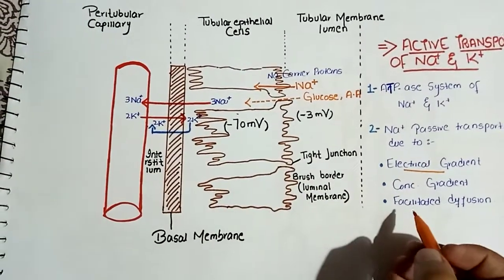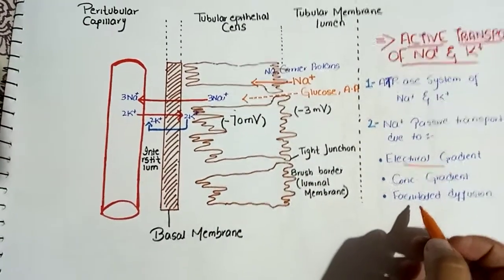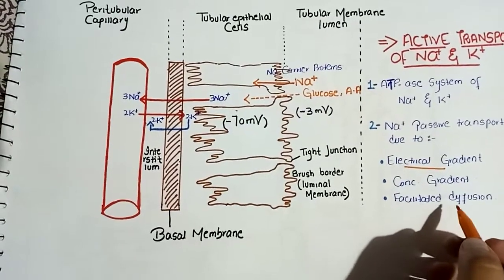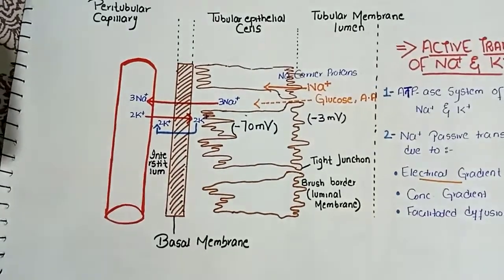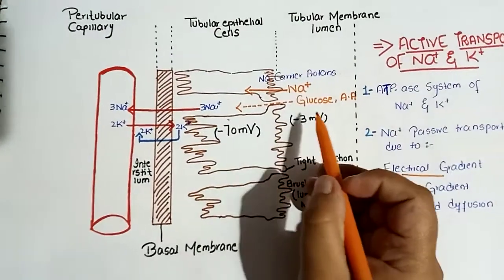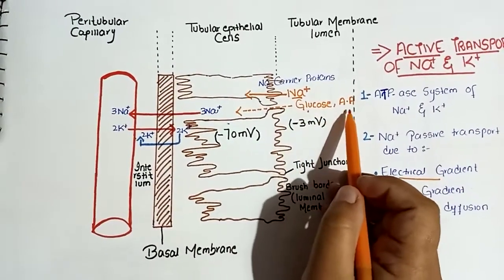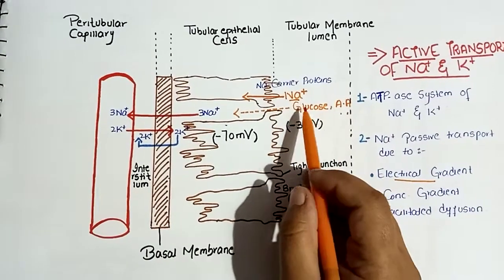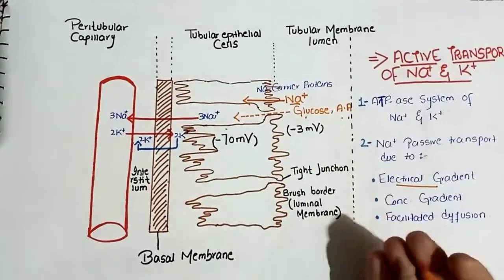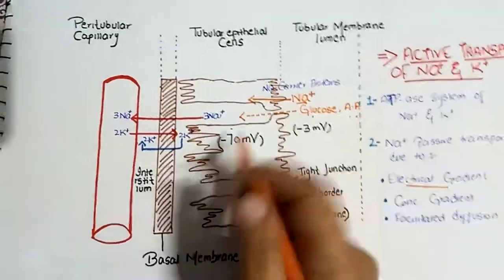And the third reason is facilitated diffusion, and we can call it the co-transport of sodium with glucose and amino acids. So it is also known as the facilitated diffusion of sodium.